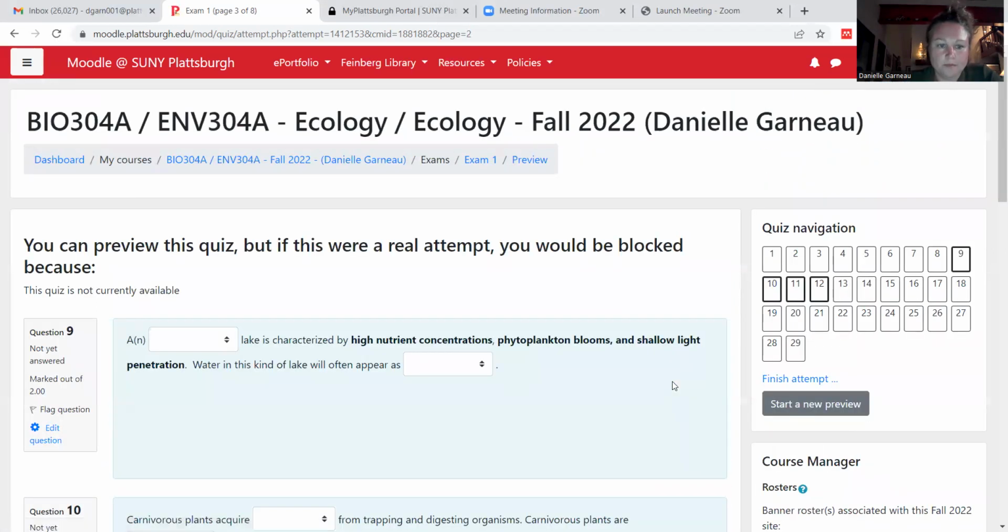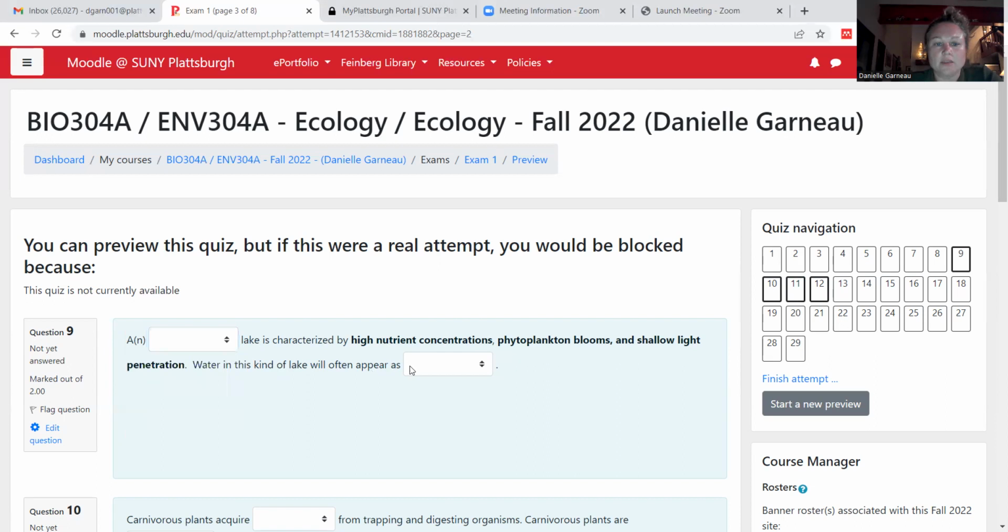Next page. Okay. A blank lake is characterized by high nutrient concentrations. So let's take a look. So a blank lake, so we're thinking about a state of the lake here, with high nutrient concentrations and plankton blooms with low light penetration. So if we're thinking about a state of a lake, then it's going to be either eutrophic or oligotrophic, right? Remember, the eutrophic is the one that smells, right? It's mucky and murky, and it has probably a lot of algae. So when it's eutrophic, that's going to have the high nutrient concentrations, those blooms.